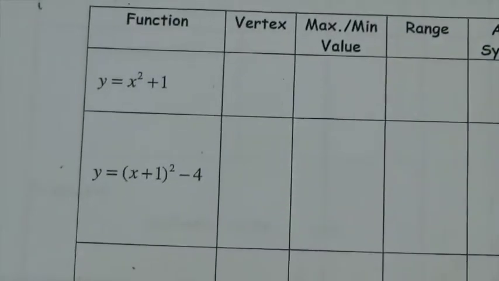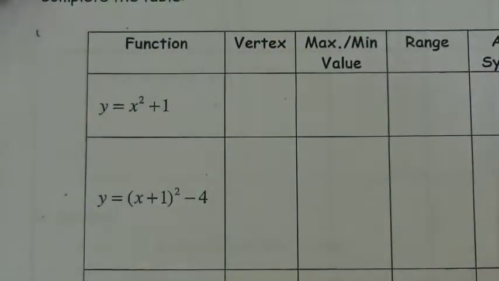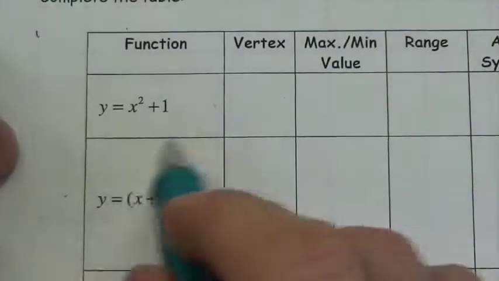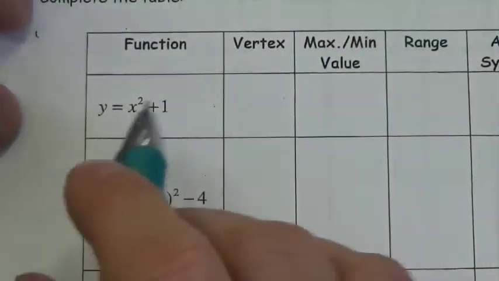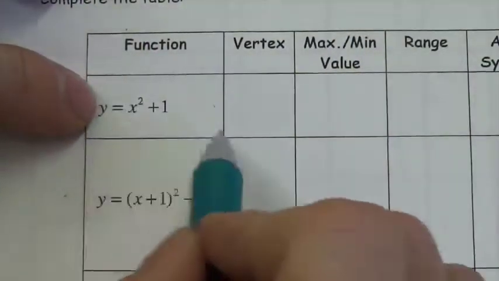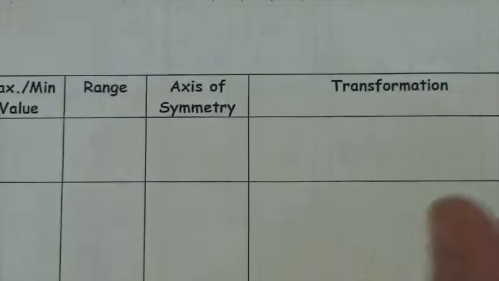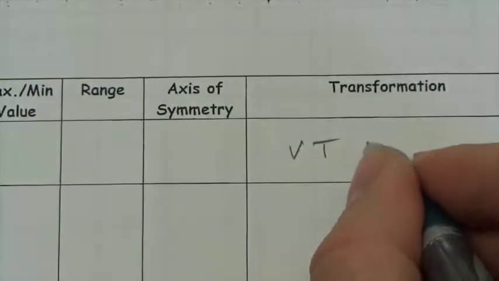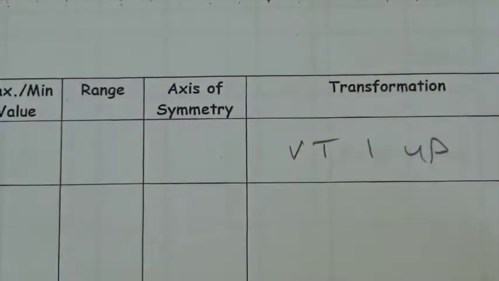So let's take a look at another table. Love working through tables here. Okay, so take a look at this one right here, and let's identify the transformation first before we get the rest of this. X squared plus 1, that means we have had a vertical translation of 1 up.